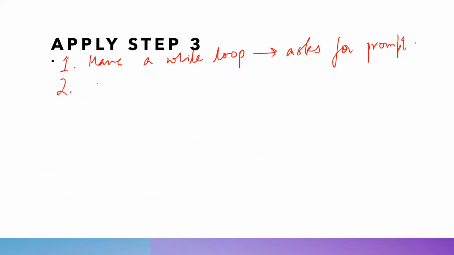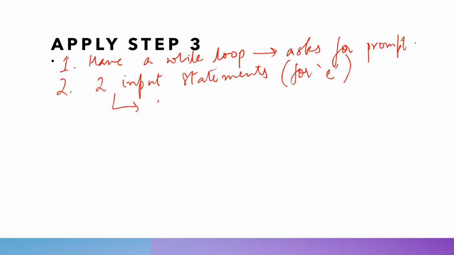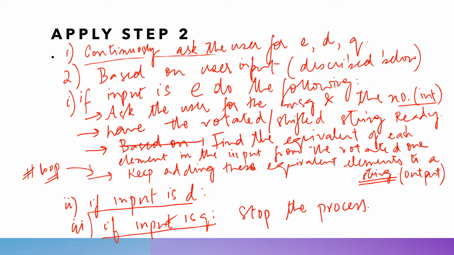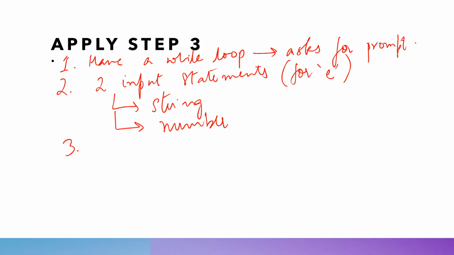So here, two input statements for E, for encoding. One will ask for the string, and the other one will ask for the number. Then the third step is going to be, what did I say? Find the equivalent of each element. So basically have the rotated, shifted string ready. So we need to have the shifted string here.